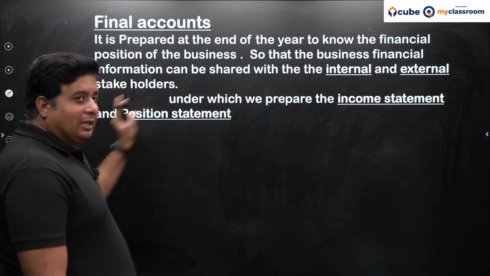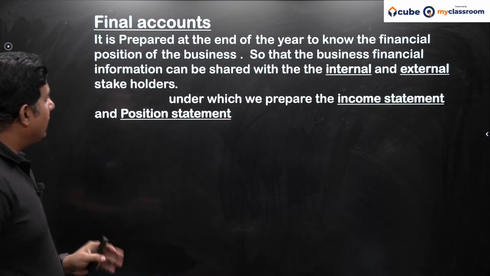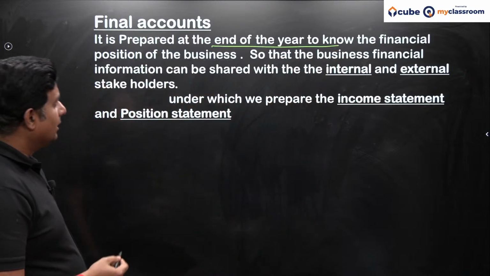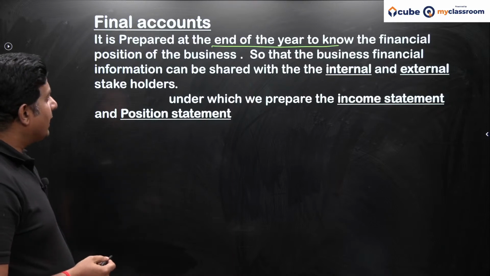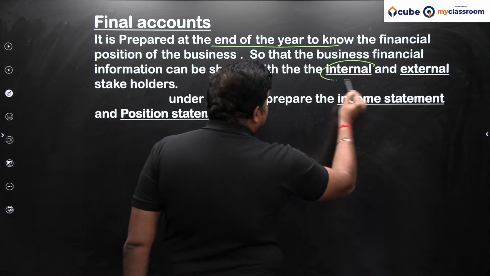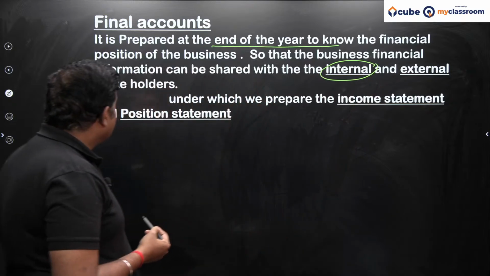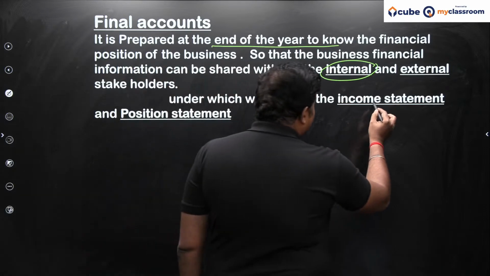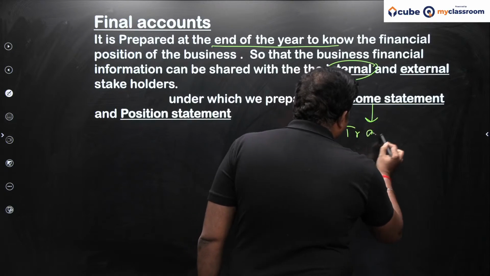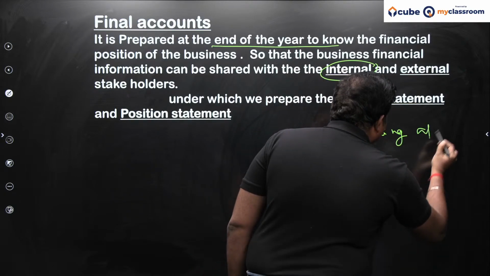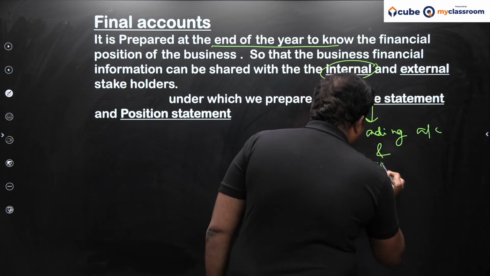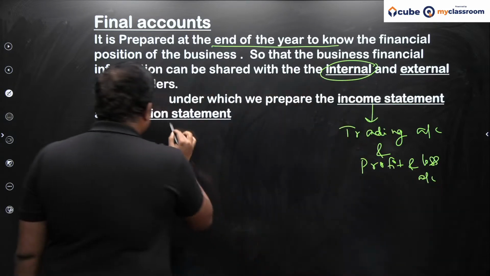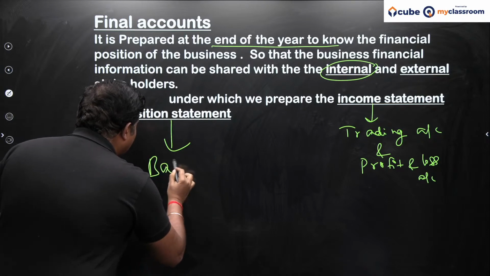Final accounts. By name it's clear, final accounts. It is prepared at the end of the accounting year to know the financial position of the business so that the business financial information can be shared with the internal and external stakeholders, under which we prepare the income statement and position statement. When I am talking about the income statement, it means trading account and profit and loss account. When I say position statement, it simply means the balance sheet.